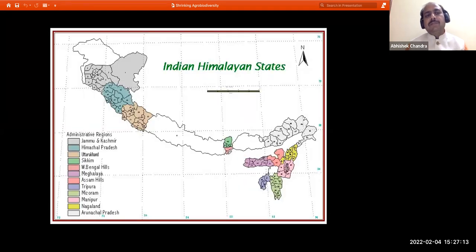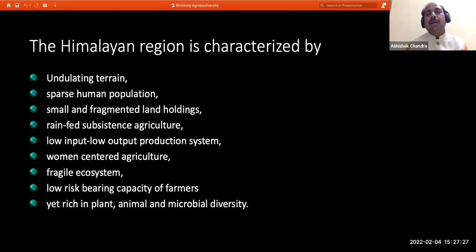So you can see in this picture the Indian Himalayan states, which are marginal and where a large amount of agro-biodiversity is available. So basically the Himalaya is a region characterized by undulating terrain, sparse human population, small and fragmented land holdings, rain-fed subsistence agriculture, a low input-output production system, and it is women-centered agriculture.